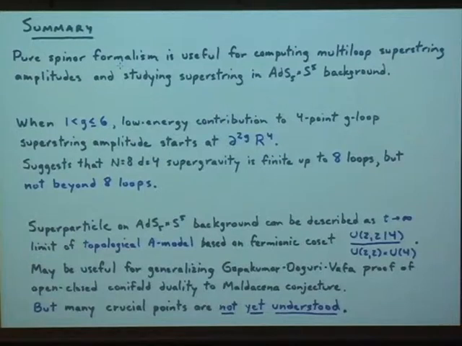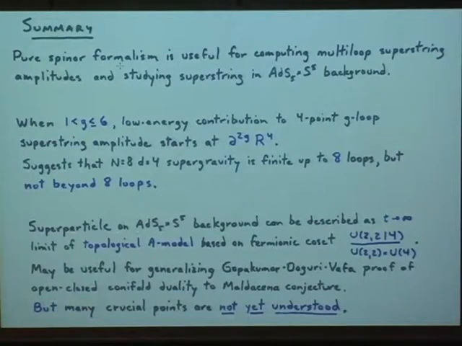And that suggests, at least using naive arguments, that N=8, d=4 supergravity is finite up to 8 loops, but at least this does not imply that it's finite beyond 8 loops. If I understand correctly, Zvi Bern will try to give some new arguments why it should be finite beyond 8 loops that are unrelated to supersymmetry.